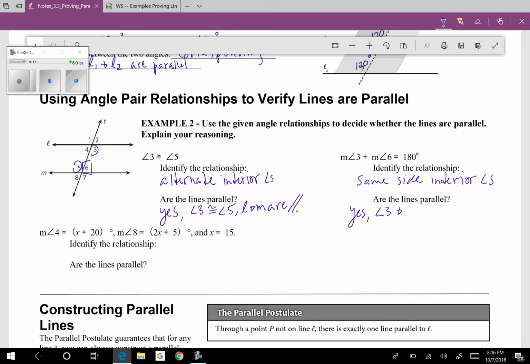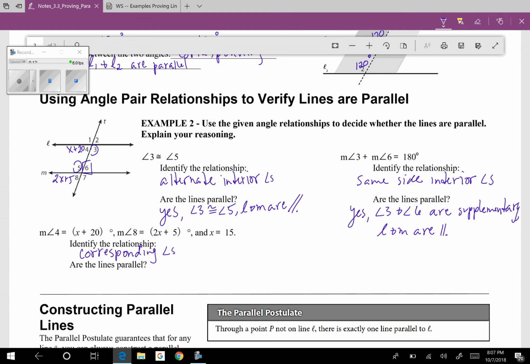The measure of angle 4 is x plus 20. The measure of angle 8 is 2x plus 5. And x is equal to 15. So identify the relationship. So 4 and 8. Do y'all see how they're both in the same spot? That means they are corresponding angles. And so now we need to determine if the lines are parallel.